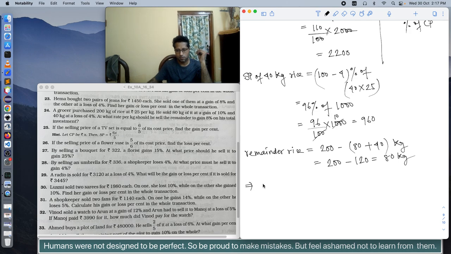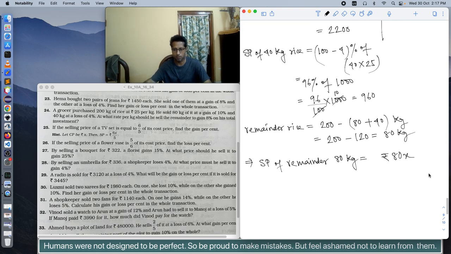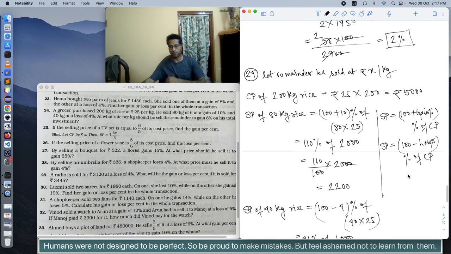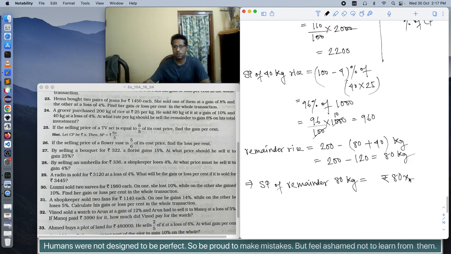So this implies the selling price of the remainder, 80 kg, will be equal to rupees 80 x X, because we have assumed that the remainder amount of rice was sold at a rate of rupees X per kg. So we have this.